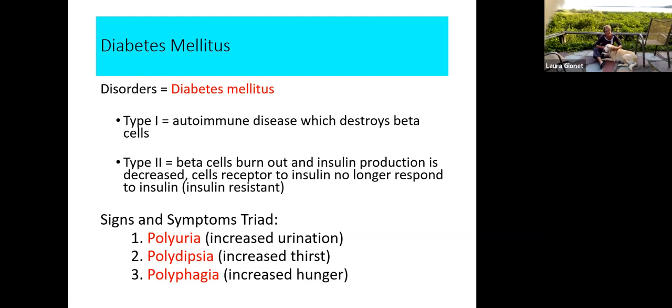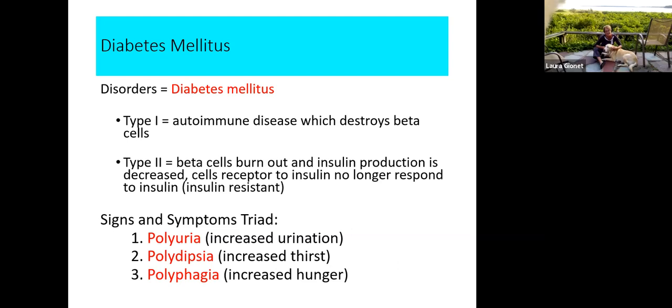Or I should say, it could be a combination of both. The cell's receptors to insulin no longer respond to insulin because you've had it for so long, and they're just like, we've got enough glucose inside our cell. We don't need any more. So they just start to become immune to it, or they actually even downregulate. They start taking down some of the receptors to insulin from the surface of the cell. And so they become insulin resistant in that way.